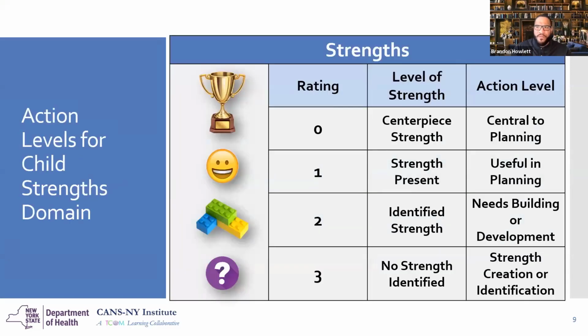So action levels, I'll remind you very quickly of what they are, and then I'll give you an example through the lens of child strengths 0 to 5. So remember that a 0 for action for strengths is a centerpiece strength. This is a focal positive, a protective factor. This is something that you're absolutely using in planning today. It's something that you use in the plan of care right now, right? And so I'll give you a quick example.